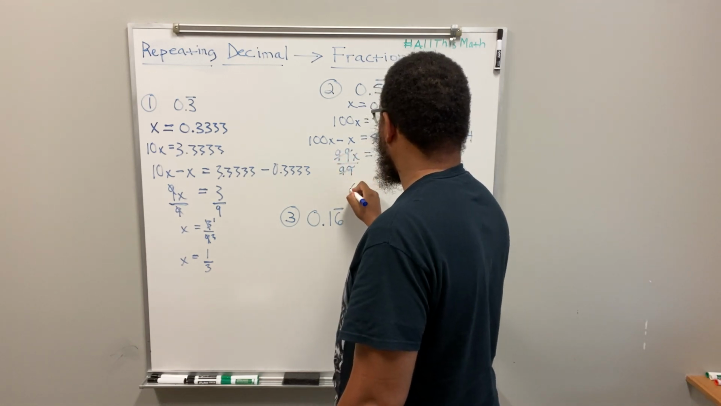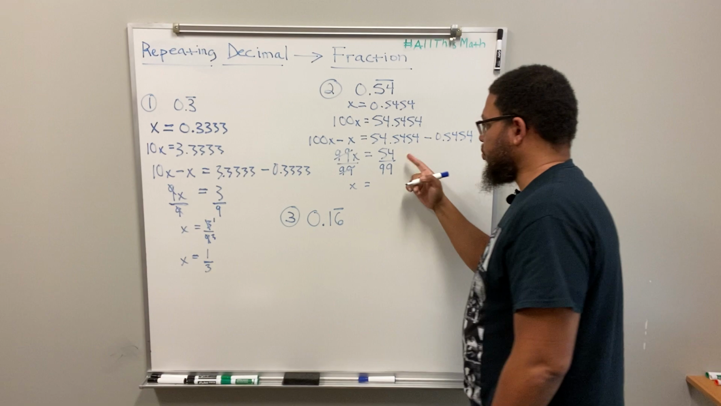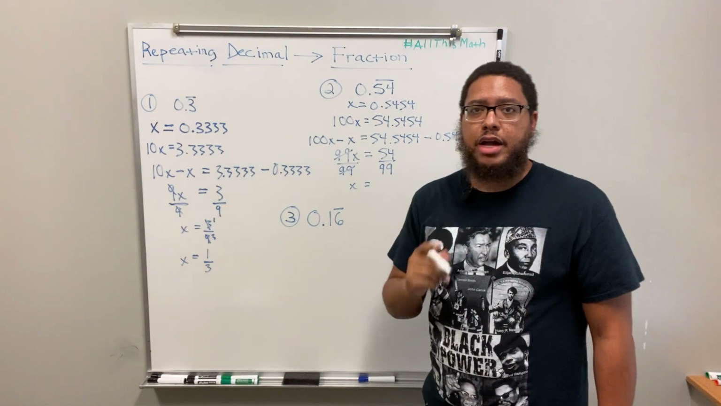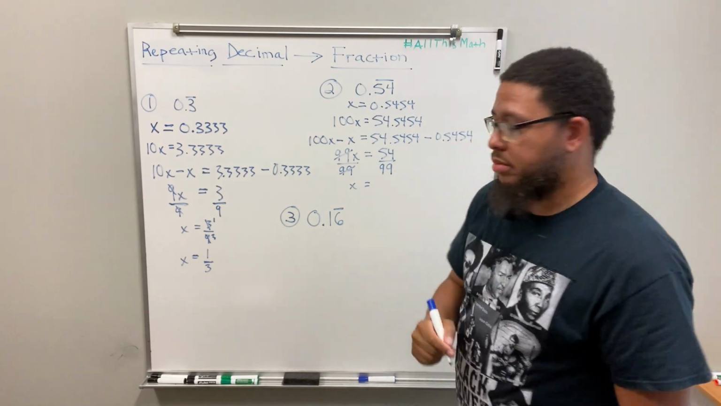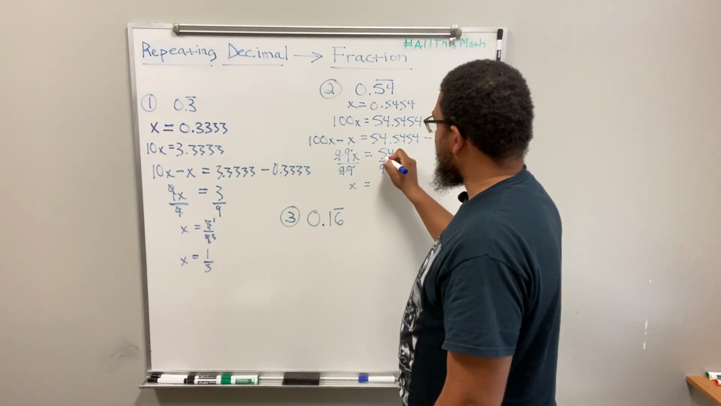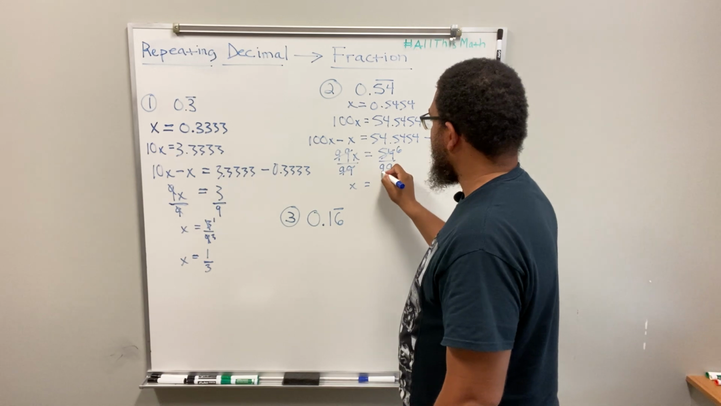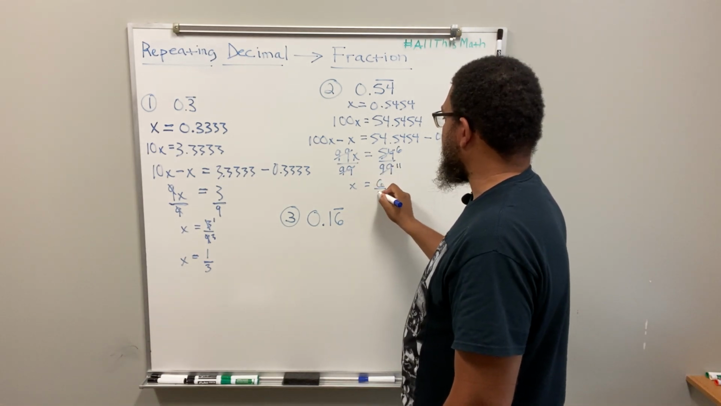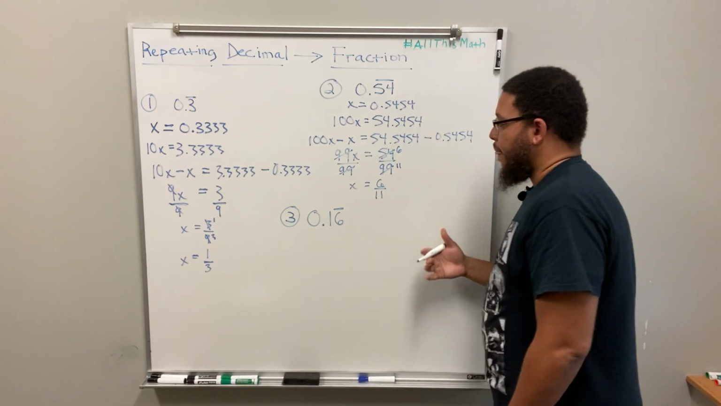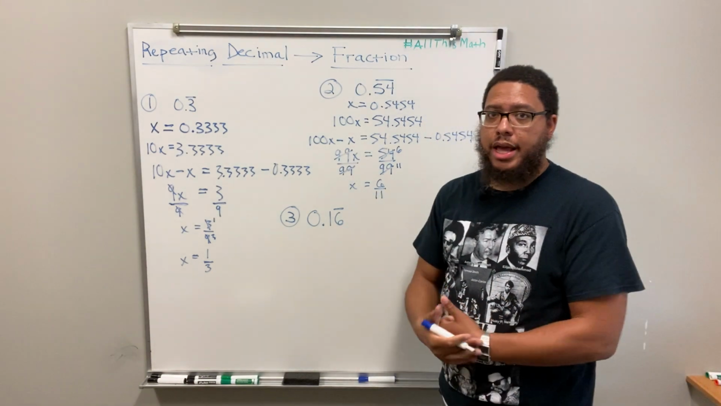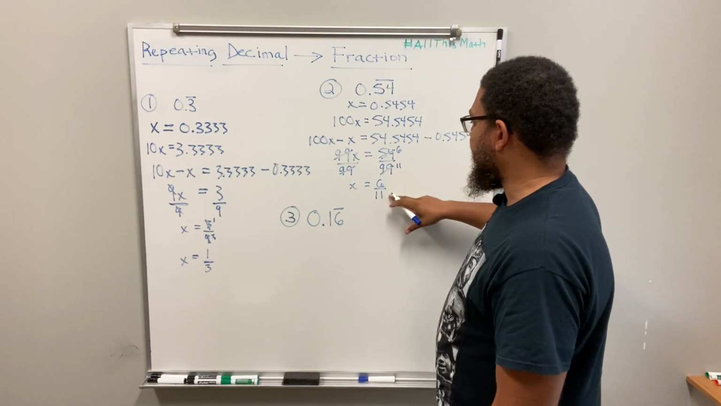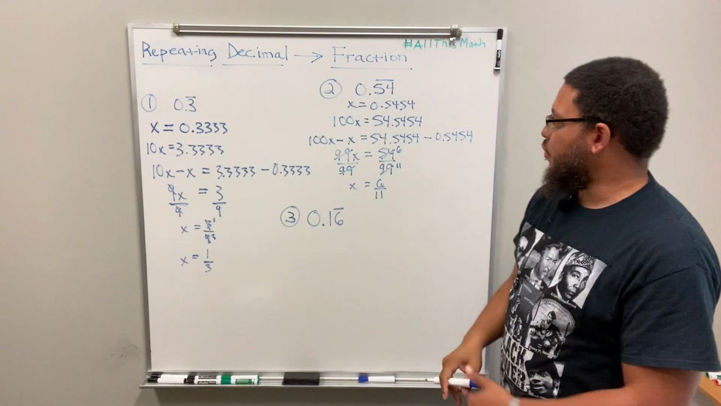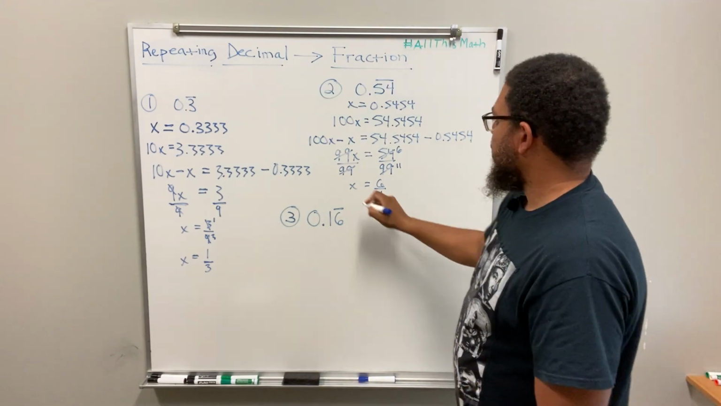Boom, boom, x. Now, I could reduce this because these two numbers, this numerator and this denominator, have a common factor. The common factor is 9. Check that out. 54 divided by 9 gives me 6. 99 divided by 9 gives me 11. So that means that equals 6/11. And now, if you want to ever check your work, just pull that calculator out, do 6 divided by 11, and you should get 0.54 repeating. All right. So that's what this is.